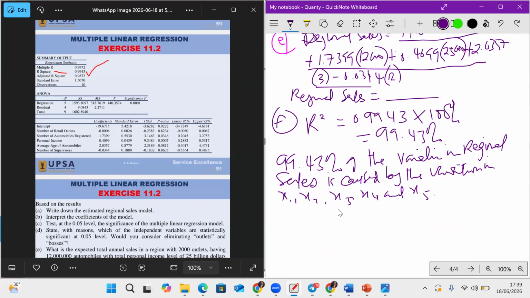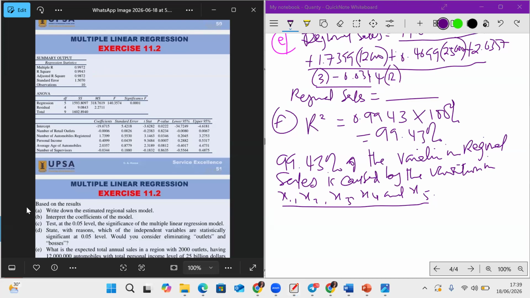X2, number of automobiles registered, comma, personal income, comma, average age of automobiles, comma, and X5, number of supervisors. So you write them in words, in full. Don't write X1, X2, X3, X4, X5. I just want to finish up quickly. So that's why I wrote them as X1, X2, X3, X4, X5. In writing, write them in full. Pick the R squared, multiply by 100%. Then you just say 99.43% of the variation in regional sales is caused by the variation in what? X1 to X5. Are you good?